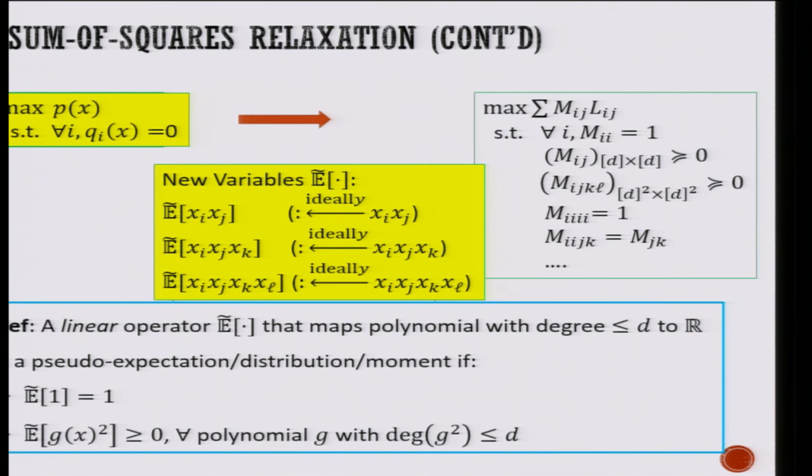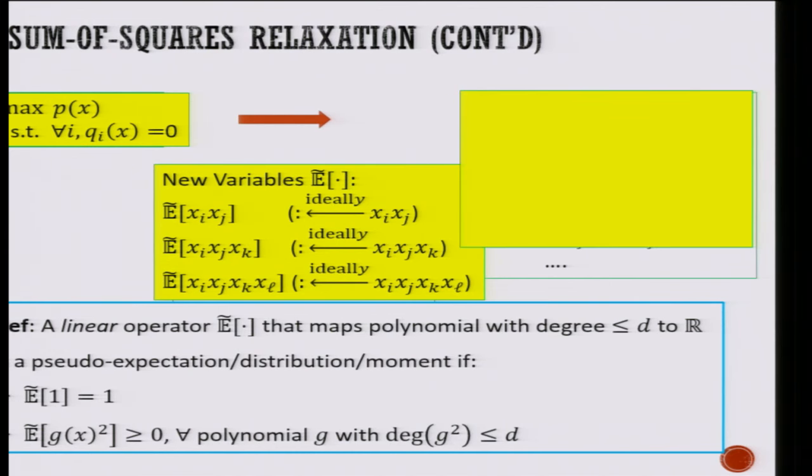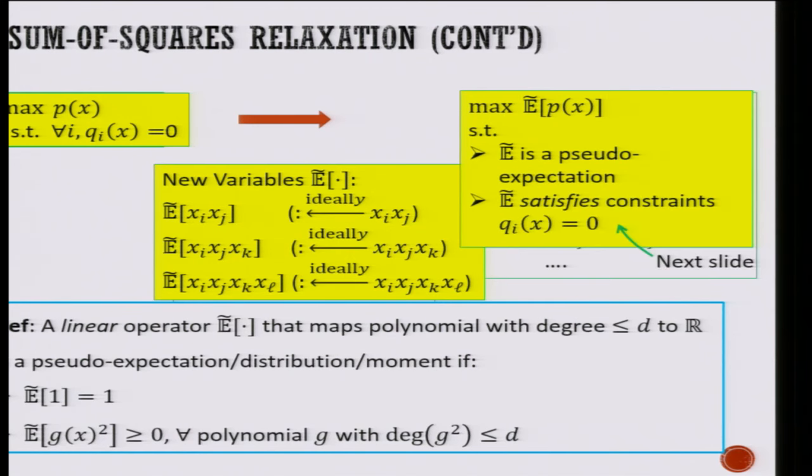Okay, so now we are ready to do a generic sum of squares relaxation for any polynomial optimization problem. Suppose we want to maximize P of X, and the constraint is that Q_i of X is zero. Then we can optimize over all the pseudo expectations, and the objective is to maximize the pseudo expectation of P of X. It's just a different way of writing the old objective, and also we have to take care of the constraint. So we say that E tilde satisfies the constraint Q_i of X equals zero. I'm going to describe this in the next slide.